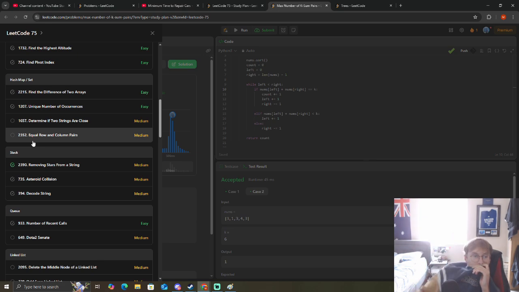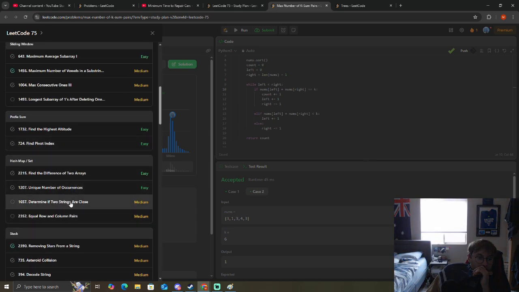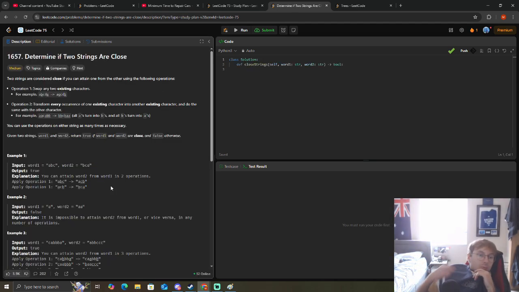Let's check out, let's do this problem, and then we'll call it. Okay, two strings are considered close if you can obtain one from the other using the following operation. Operation 1: swap any two existing characters, for example, abcde.